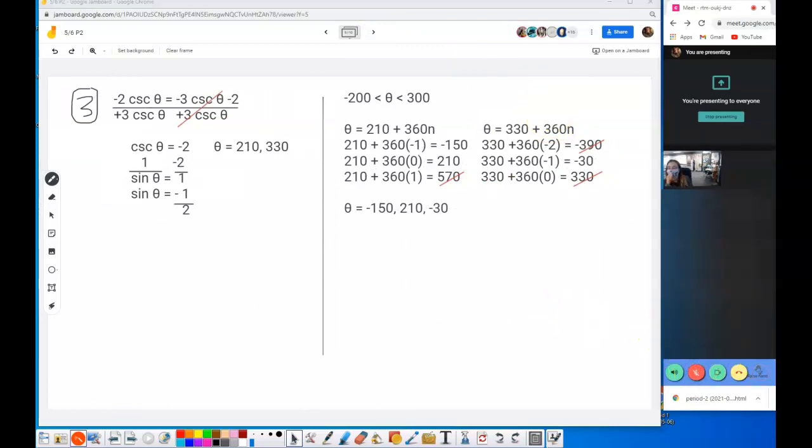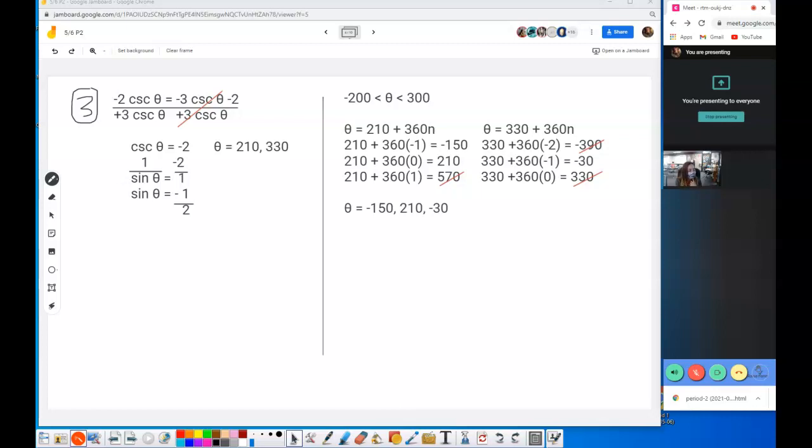Okay, so our problem was negative 2 cosecant theta equals negative 3 cosecant theta minus 2. What we did was we added 3 cosecant theta on both sides, and then we get cosecant theta equals negative 2. But we have to convert that into sine. So cosecant is 1 over sine theta equals negative 2 over 1, and then we flip that to get sine, which is negative 1 over 2. And the angles we got were, the degrees we got were 210 degrees and 330 degrees.